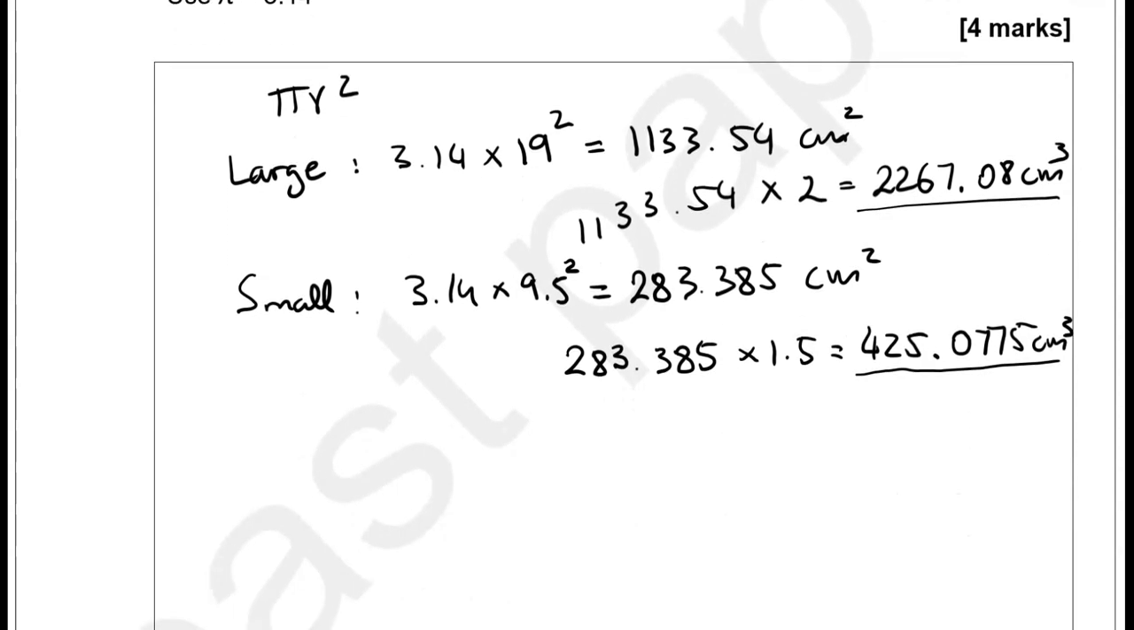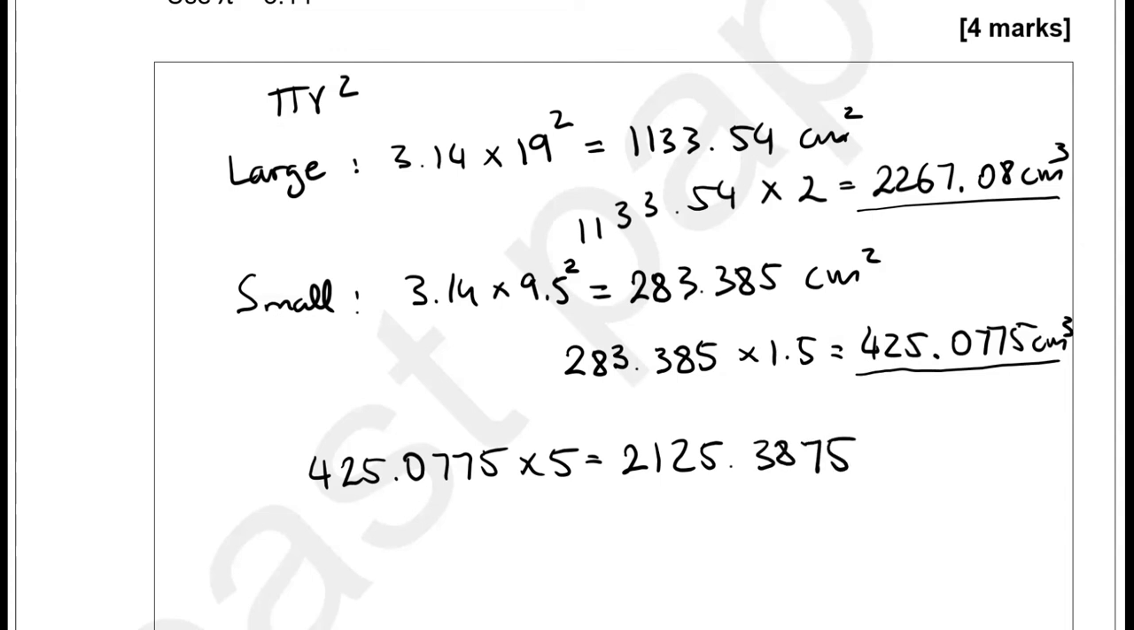I'm going to multiply 425.0775 by 5, and it gives us 2125.3875 cubic centimeters. And the volume of the large pizza is actually larger than that, is higher than that. So Beth is correct.